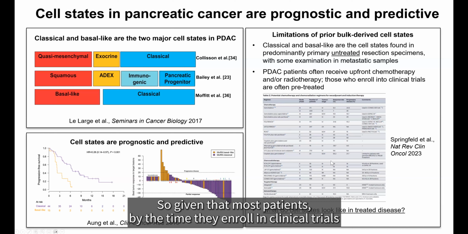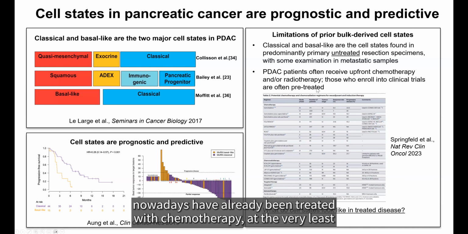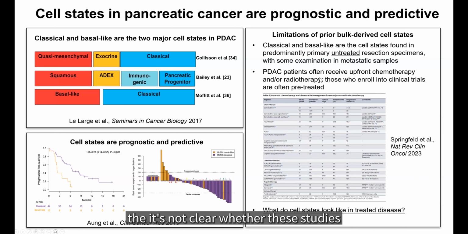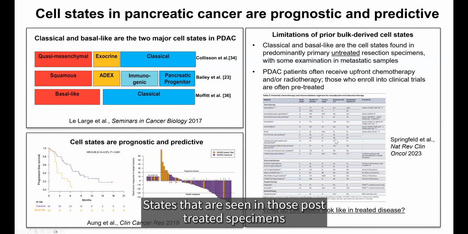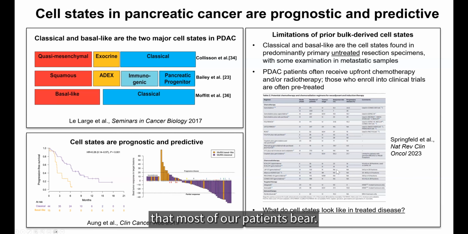So given that most patients, by the time they enroll in clinical trials nowadays, have already been treated with chemotherapy at the very least, it's not clear whether these studies that looked only at untreated specimens are representative of the tumor states that are seen in those post-treated specimens that most of our patients bear.